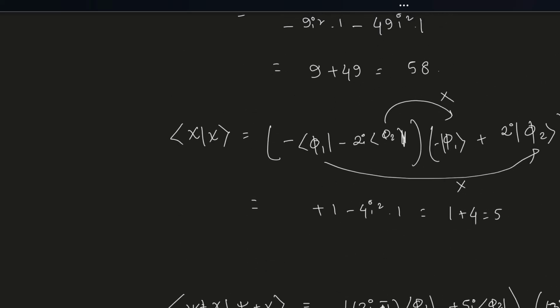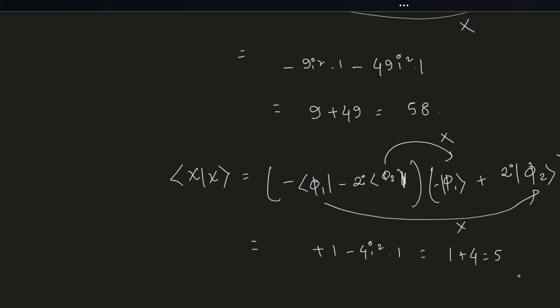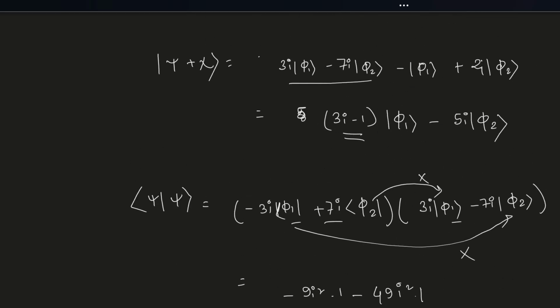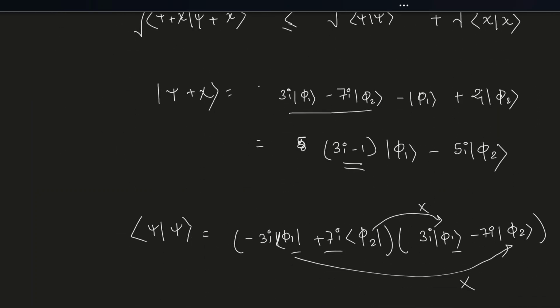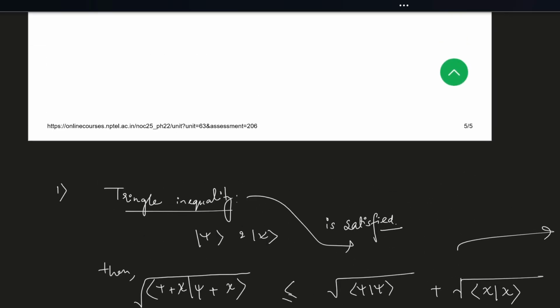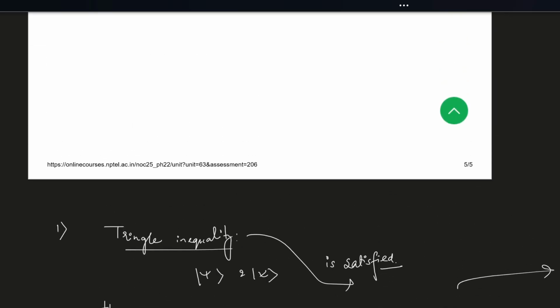Now if you say that this is 35, this is individually 5 and 58. Now if you look at this relation, what you get is that on this side you are getting 35 and on the other side you are getting 58 plus, I think, 5, right? So which is like 63. So obviously 35 is less than 63. That means this condition of triangle inequality is satisfied.